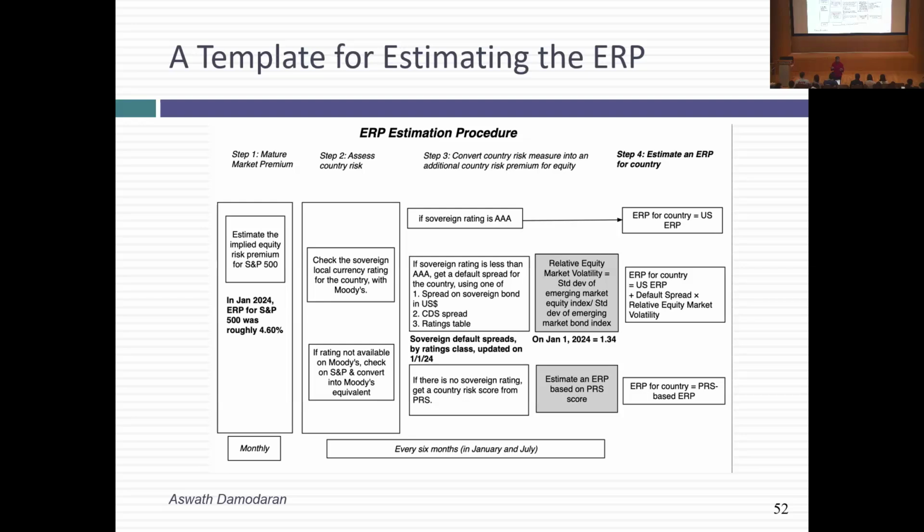So after I strip it down to basics, I said, that's all you do? This is all I do? At the start of 2024, here's how I got the equity risk premium for every country in the world. I started by estimating an equity risk premium for the US of 4.6%.